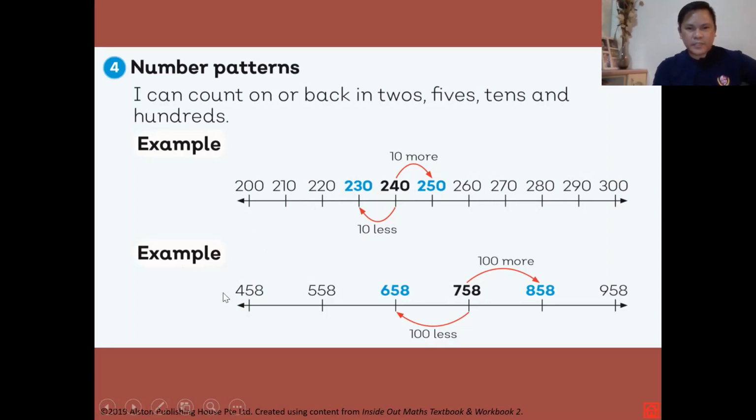Then another example, 458, 558, 658. So the pattern here going onward is count on, and we can also count backwards. The pattern here is 100 more, and going backward is 100 less.